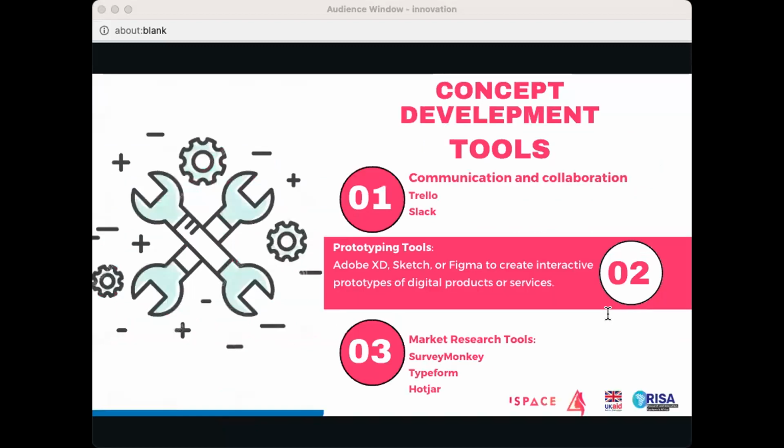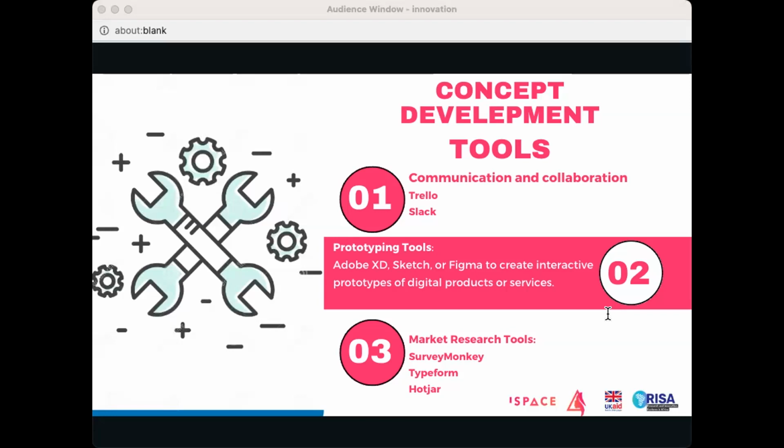Then we look at the tools that you can use. If it's in the communication stage, you're looking at Trello, Slack, and Google Docs, and all of these are things that you can use. If you're moving into the MVP stage, the mock-up stage, and doing prototyping, then you're looking at Adobe XD, Sketch, and Figma. All of these tools can help you create your product prototype in that sense. If you're then doing your research, don't forget to use things like SurveyMonkey, Typeform, and Hotjar.